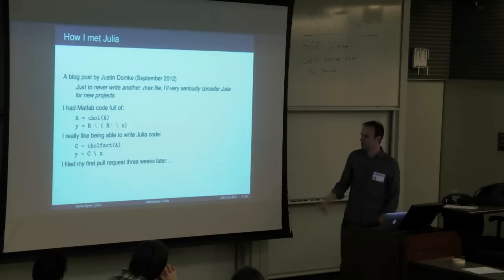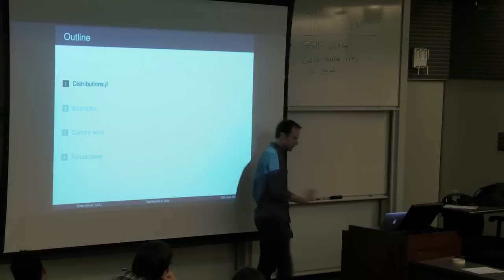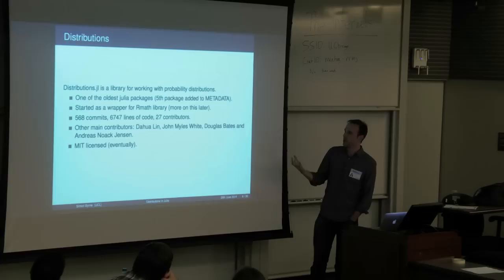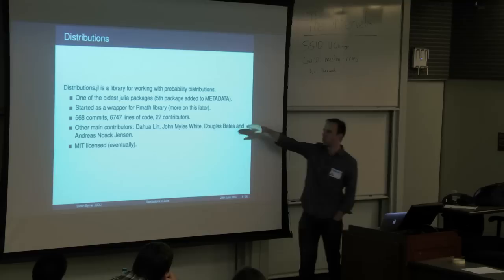So, where I'm going from here. As I said, distributions are fun. We're going to talk about the Distributions library. It's basically a whole library dedicated to working with probability distributions. It's also one of the oldest Julia packages. I looked it up, it's the fifth package we added to the metadata. It basically started as a wrapper for the R libraries, which is essentially the mathematical genes of R.